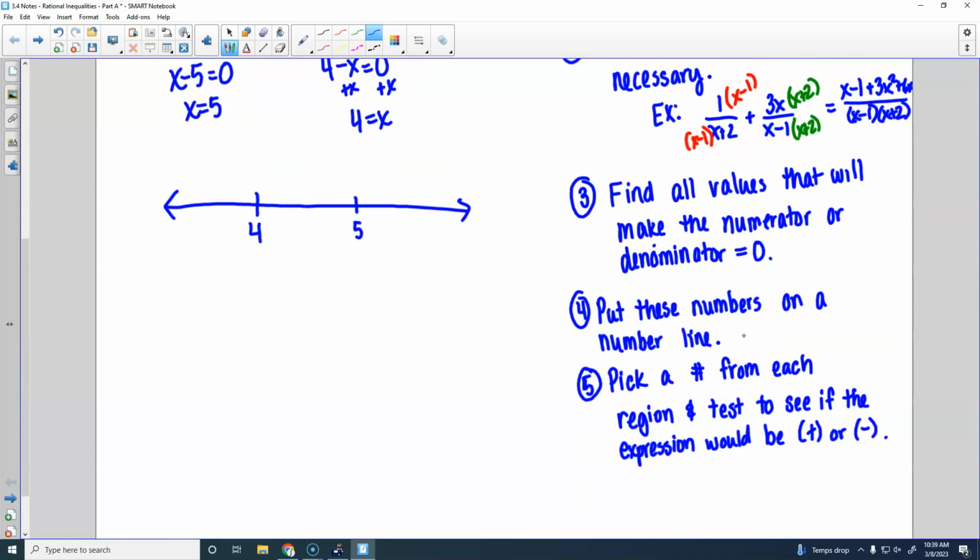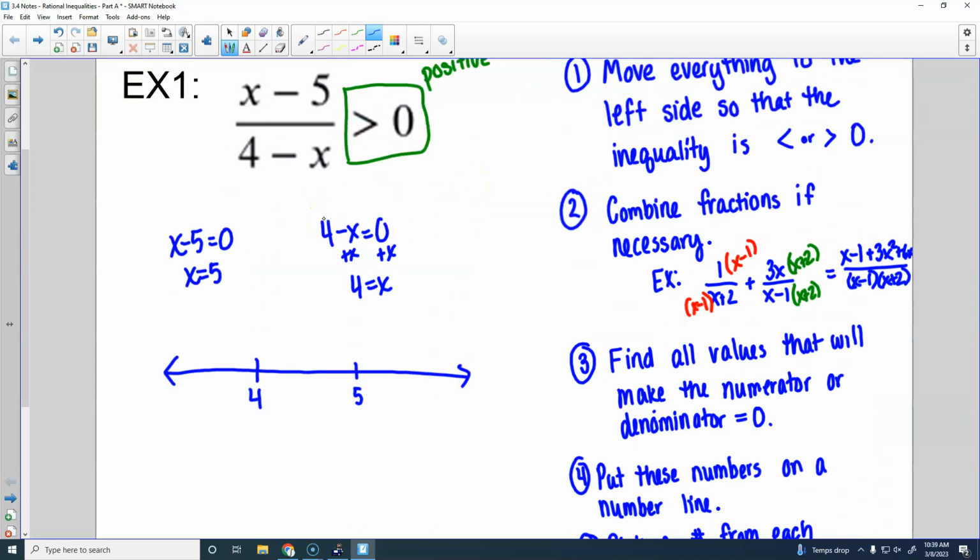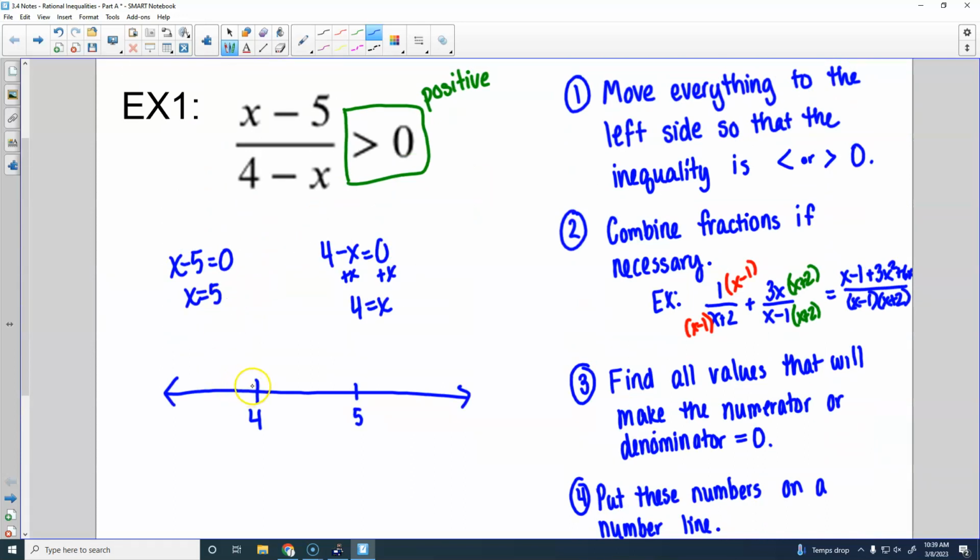All right, so you have 3 regions here on your number line. You have this section, which is all numbers less than 4. You have this section, which is all numbers between 4 and 5. And you have this section, which is all numbers above 5. And you're going to test one number from each section. It does not matter what number you pick. So numbers less than 4.